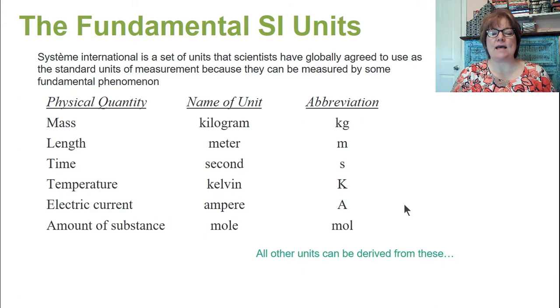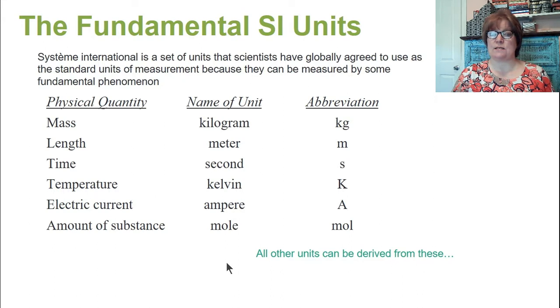So we have mass, length, time, temperature, current, and amount of substance. For many of them, they're the base unit in metric, but sometimes, like for mass, it's kilogram. And then we have some ones where you're like, I don't know what current is. That's okay. These are the 7 basic ones, and then all the other units can be derived from these.